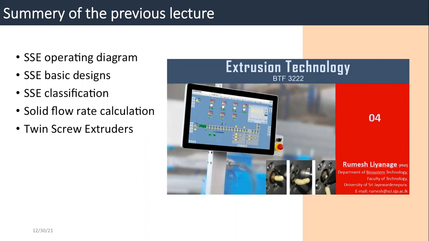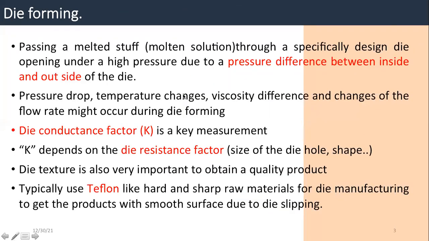And twin screw extruders, we have discussed a little bit about them. They are also available in the food industry. Today I'm going to discuss some very important parts with you about die forming. It is very important. I hope that you all can remember the parts of an extruder. There are several important parts in an extruder. The die is one of the very important parts.